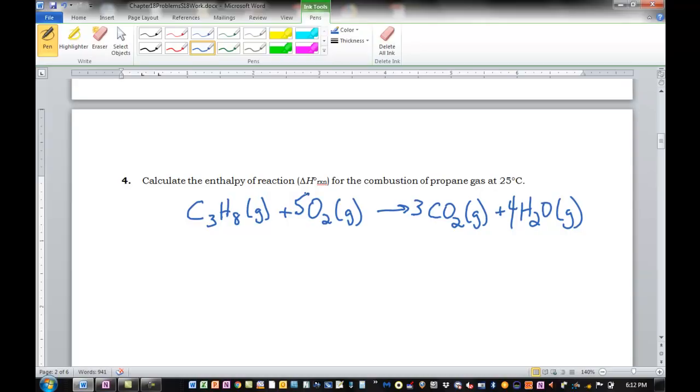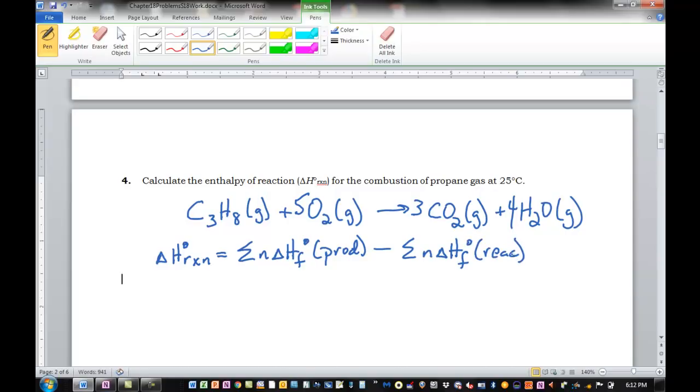All right, the way we use delta H of formation values, you probably remember this equation. To calculate the delta H of that reaction, we sum together the delta H of formation values of our products, and we subtract off the sum of the delta H of formation values of the reactants. All right, you will see this on the quiz, so make sure you know how to do this.